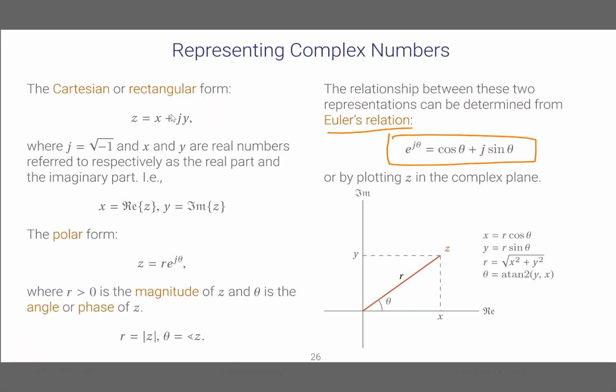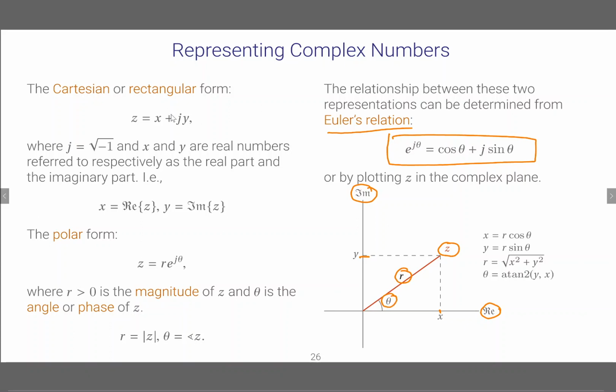We can plot z in the complex plane. This is the real axis and this is the imaginary axis. On the real axis we mark x and on the imaginary axis we mark y. And there you go, we have z. Its magnitude is r and you can see its angle is theta.